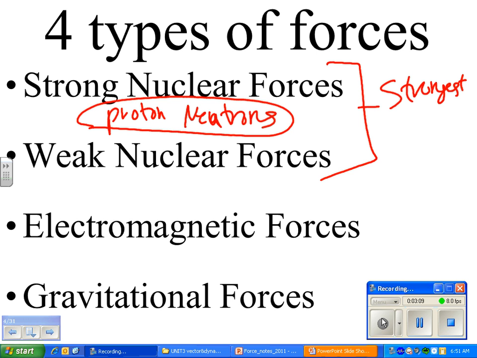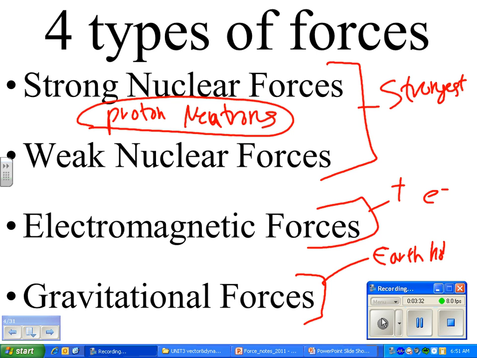Weak nuclear force has to do with beta decay, which I know you're interested in, but we're not going to get to today. And then after that, we have electromagnetic forces. This has to do with protons and electrons. That's why electrons don't escape. And then gravitational force, what we just talked about, is the weakest force, such as the Earth holding us down. I don't have to write that down, you know that.